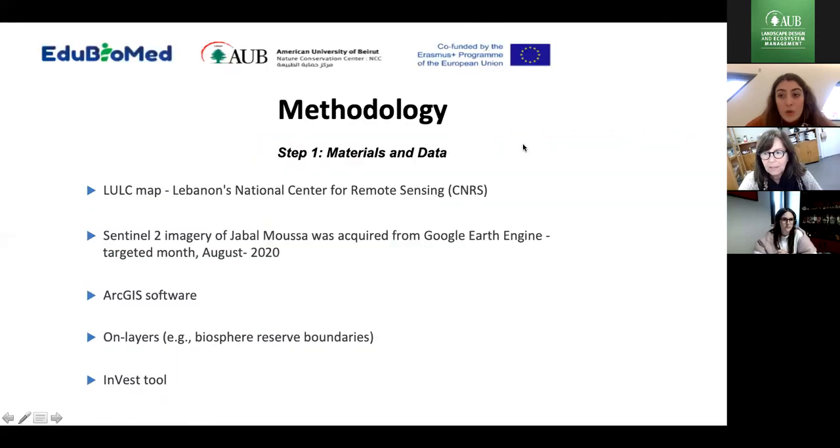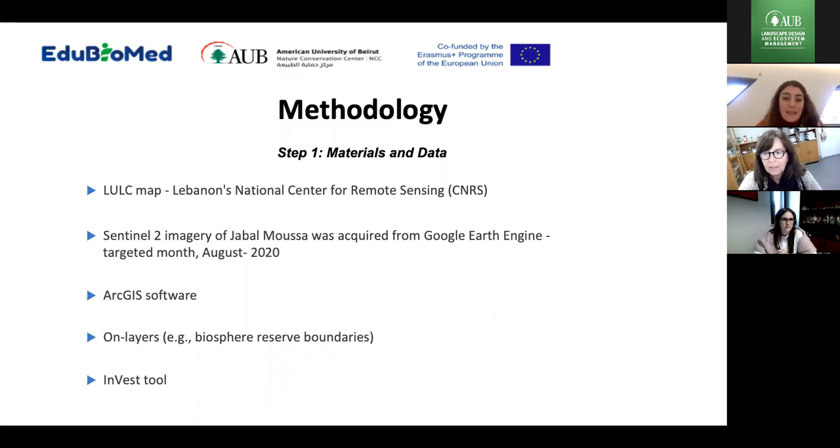So, the methodology of my study and how I extracted my data. Step one was the materials and data, of course. I tried to acquire the land use land cover map from LAS. However, once I got these maps, I came to realize that they did not have sufficient resolution, nor all the information I needed to better analyze the biosphere reserve and recommend good things for managers in order to better manage it.